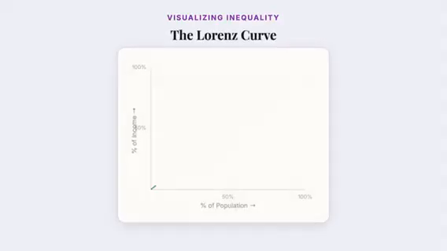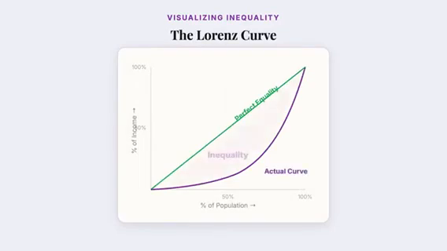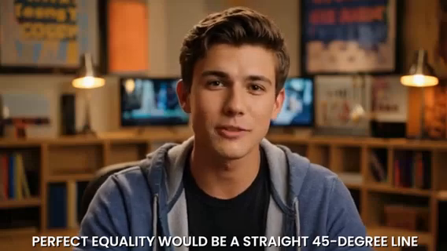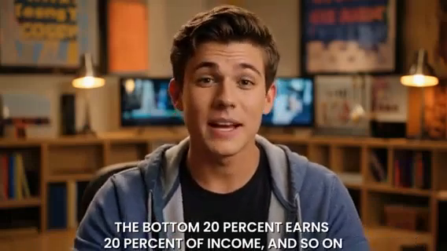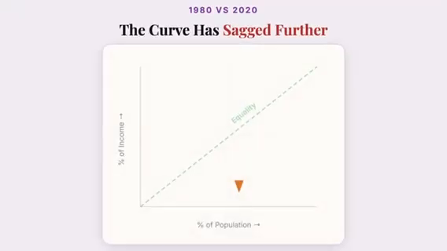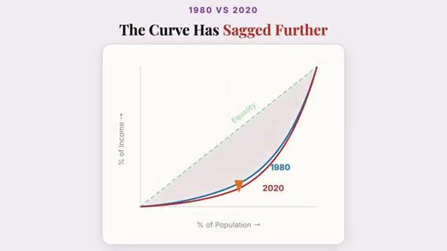We can also picture this with a Lorenz curve, a graph showing the cumulative share of income against the cumulative share of population. Perfect equality would be a straight 45-degree line. The bottom 20% earns 20% of income, and so on. The farther the actual curve sags below that line, the more unequal the distribution. The US curve for 2020 sits noticeably farther from the line than the curve for 1980.